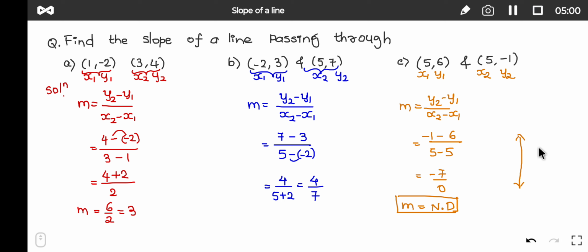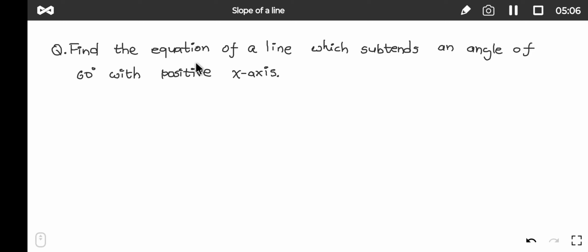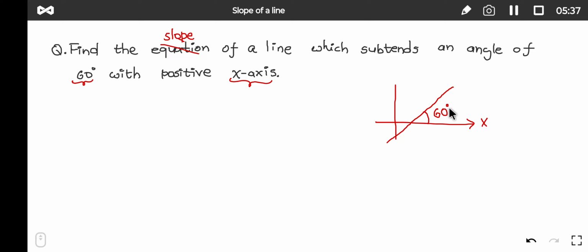Look at the next type of question, when a line is making an angle with the positive x-axis. The question is, find the slope of a line which subtends an angle of 60 degrees with the positive x-axis. If I draw the line, this is our positive x-axis, so the line will be like this, making an angle of 60 degrees with the positive x-axis. It is passing through anywhere on the x-axis, but the angle is 60 degrees.